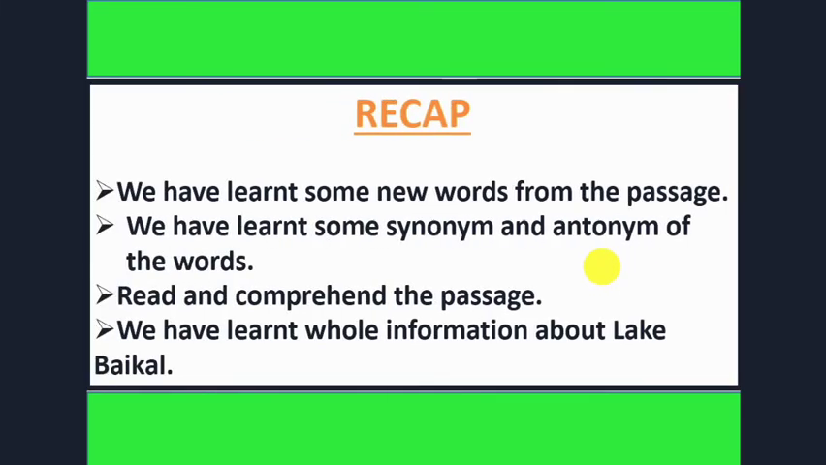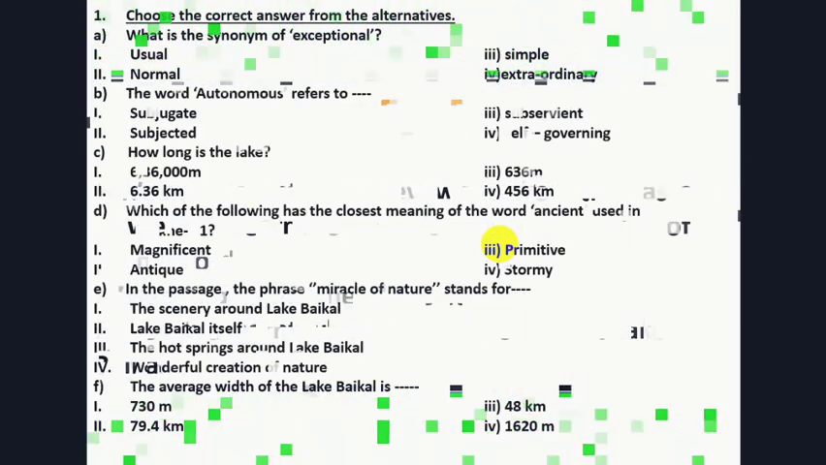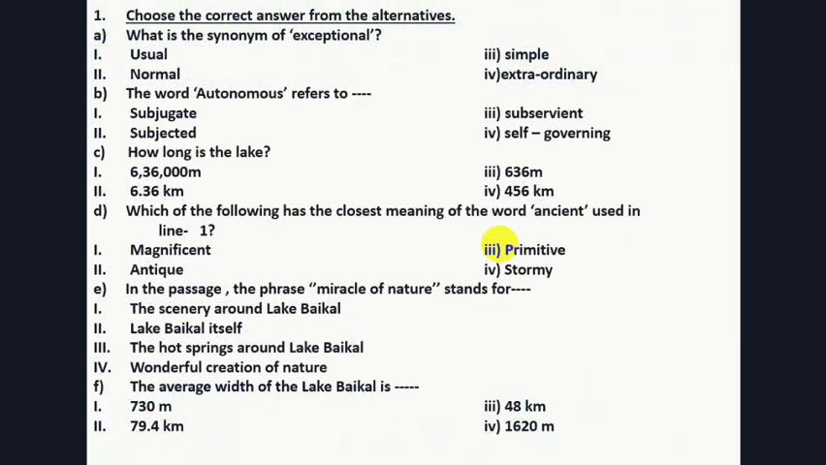What we learned from this lesson? We have learned some new words from the passage. We have learned some synonyms and antonyms of the words. We read and comprehended the passage. We have learned whole information about Lake Baikal. So, dear students, now try to solve some exercises, that is, choose the correct answer from the alternatives. Here are some multiple choice questions for you, and try to answer them according to the passage discussion.